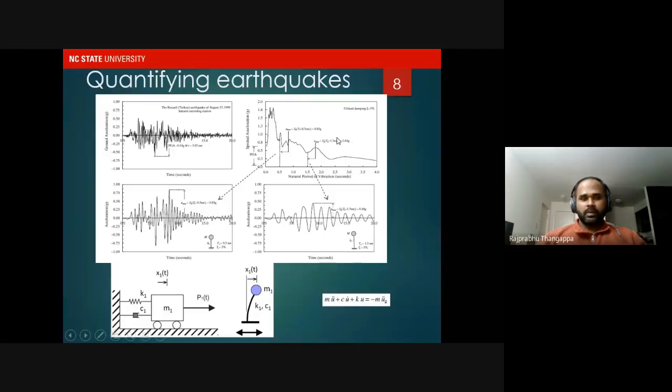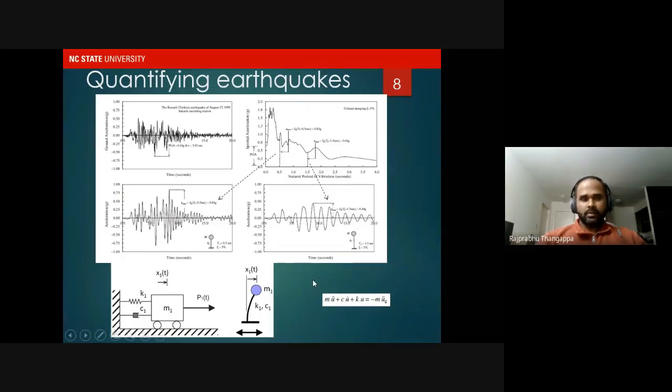And the response spectrum is predominantly plotted for 5% damping, and this damping is taken care of by this C, and M is basically the lumped mass of the system.